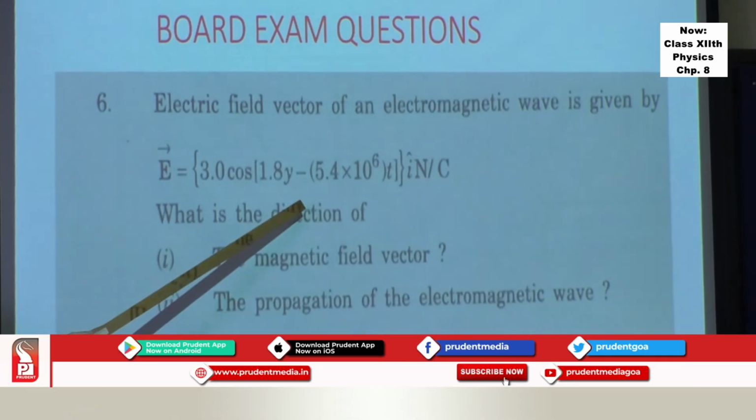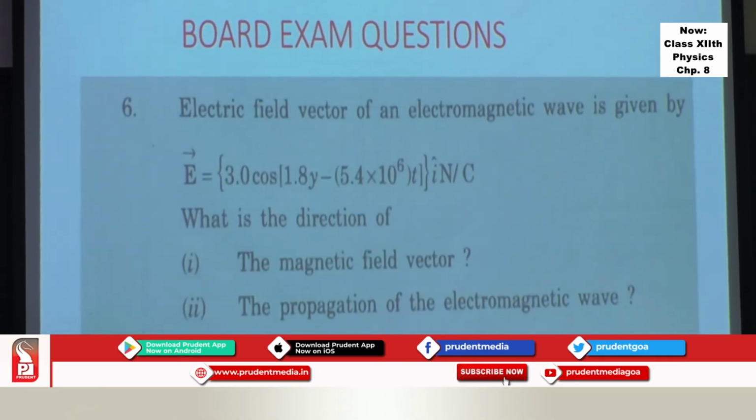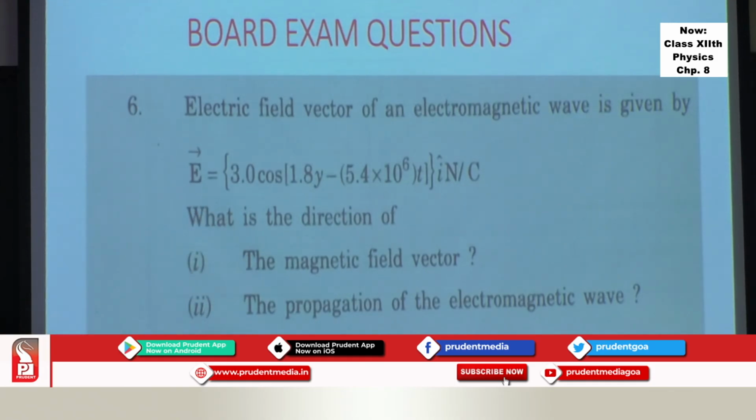1.8y minus 5.4 into 10 raised to 6t, I Newton per Coulomb. Okay. What is the direction of the magnetic field vector?